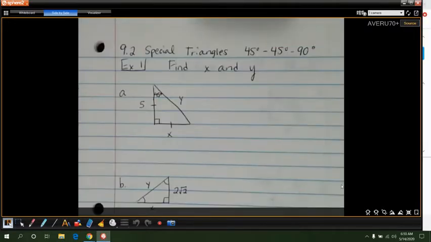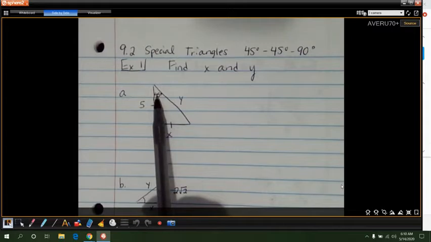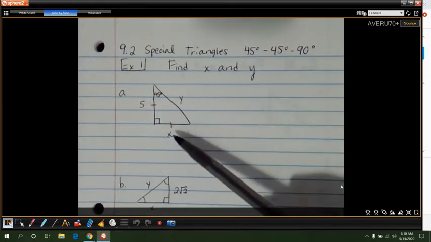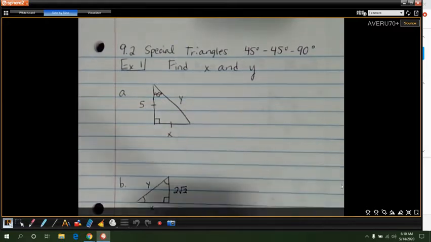In our examples today, we are going to go through different types of 45, 45, 90 triangles, and we have to find the missing sides. Notice in example A, one indication they could give me that this is a 45, 45, 90 is the fact that they put a 45 degrees here. The other indication is the fact that they showed me that this side is congruent to this side. And notice I have X down here and I have Y here.